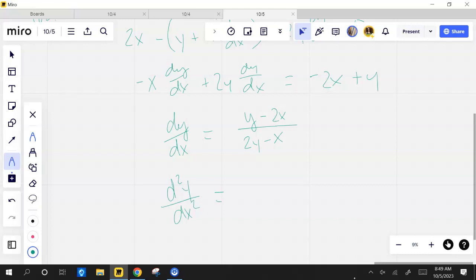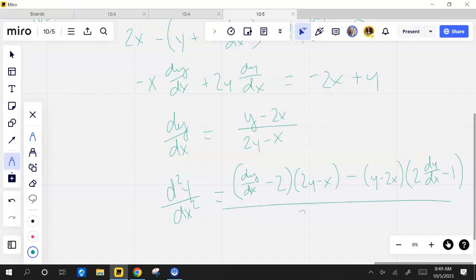So derivative of the top, which would be dy/dx minus 2, times the bottom, 2y minus x, minus the top, times derivative of the bottom, 2 dy/dx minus 1, all over the bottom.